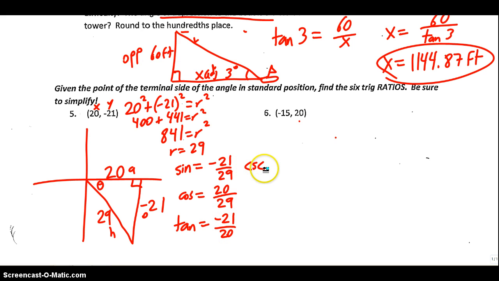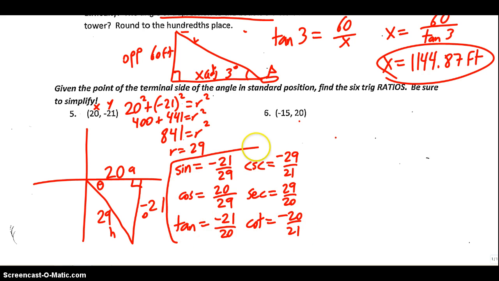To get the others, you literally just flip those. So flip sine to get cosecant, that's negative 29 over 21. Secant is 29 over 20. And cotangent's negative 20 over 21. Don't forget, this is quadrant 4, so cosine and secant should be the positive ones, right? Remember, all students take calculus for your little way to remember that.